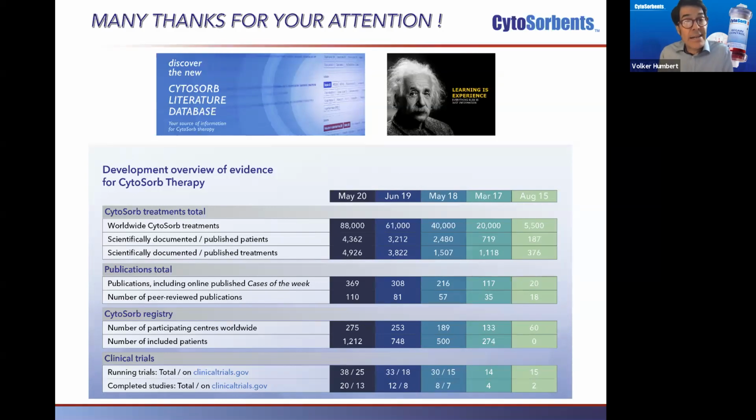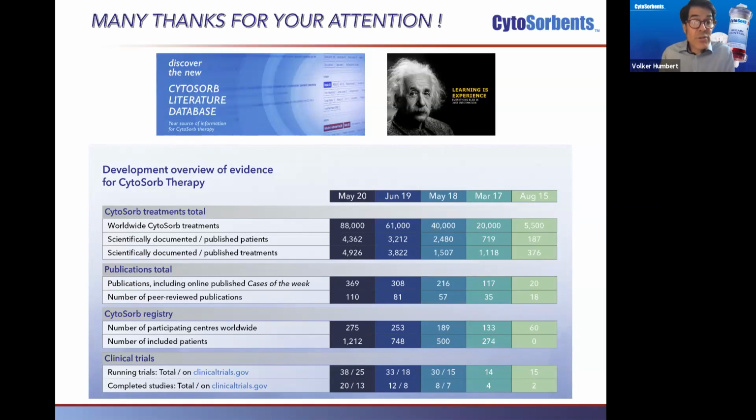You can have a look at clinicaltrials.gov. Also, we are on a learning curve. We also learn every day anew by feedback from the users. I think the development, which is shown here, is very nice. As I said, nearly 90,000 treatments so far overall for Cytosorb therapy. With this, more and more documented patients, more and more documented treatments, more and more publications, more than 100 meanwhile already in peer-reviewed journals.